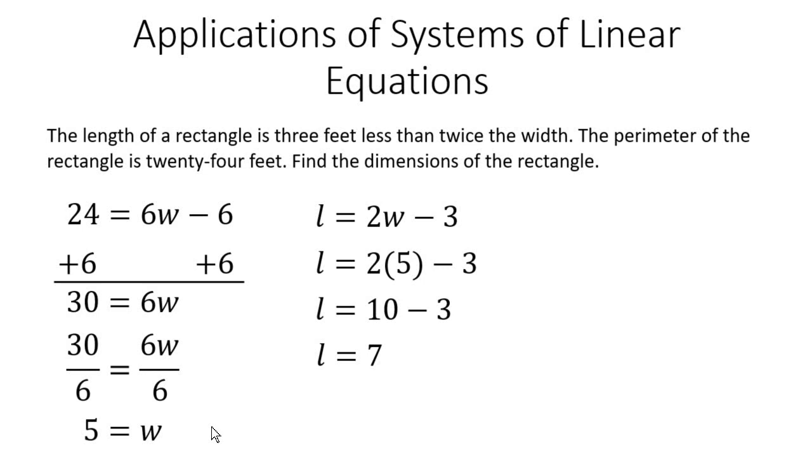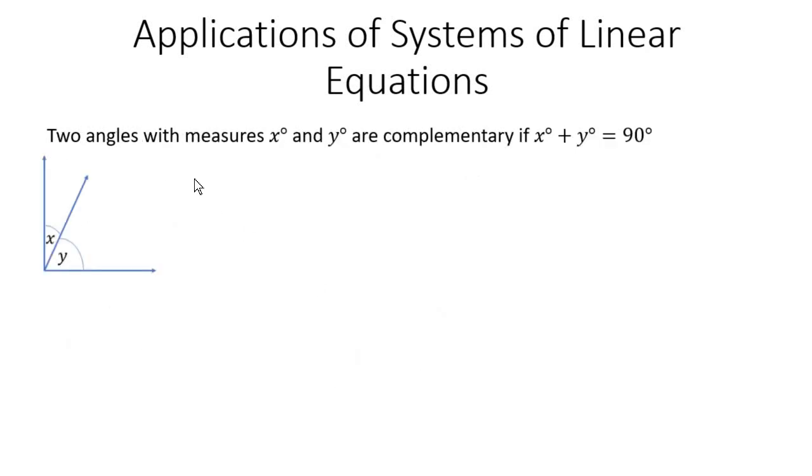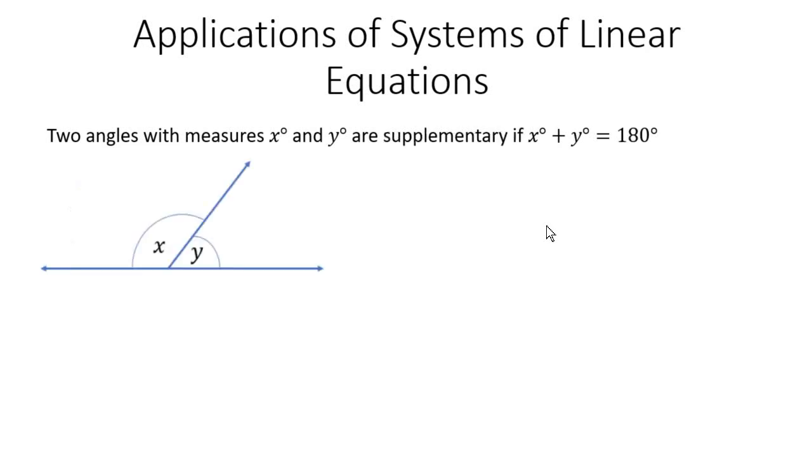Let's take a look at another geometry application here. And this time we're talking about angles. Two angles with measures x degrees and y degrees are complementary if x degrees plus y degrees is equal to 90 degrees. So if x plus y equals 90 for the measures of those two angles in degrees, then these are called complementary angles. There's another type of angle called supplementary angles.